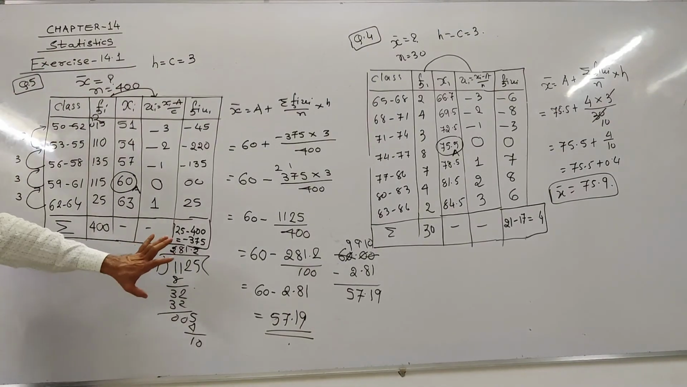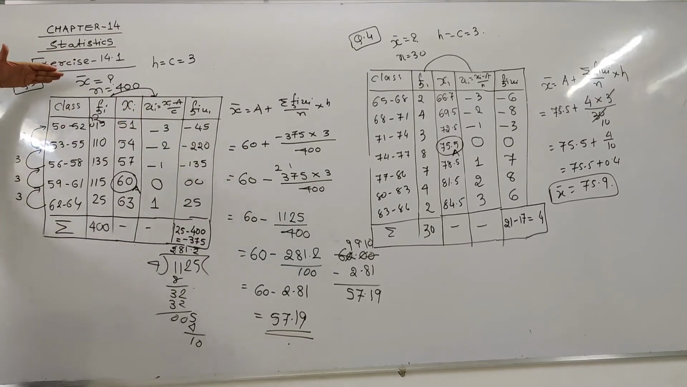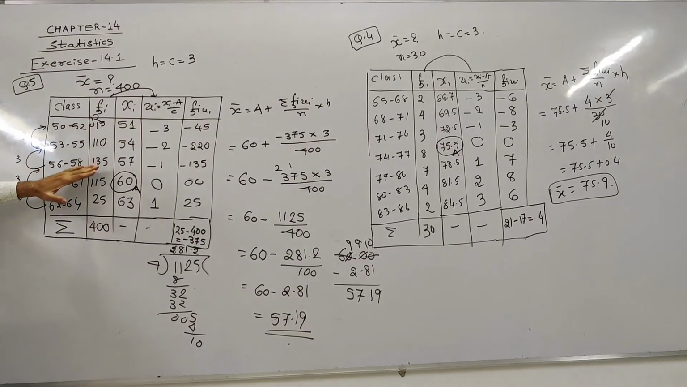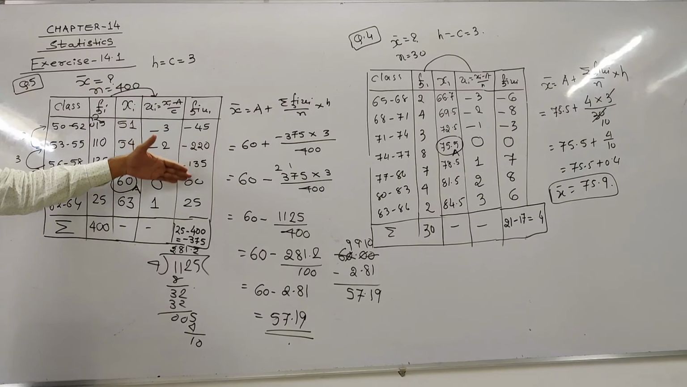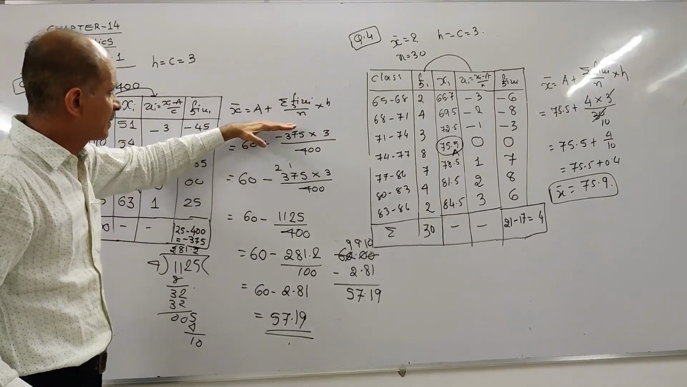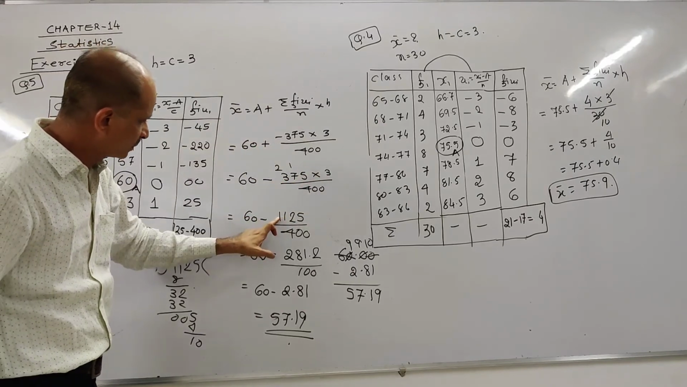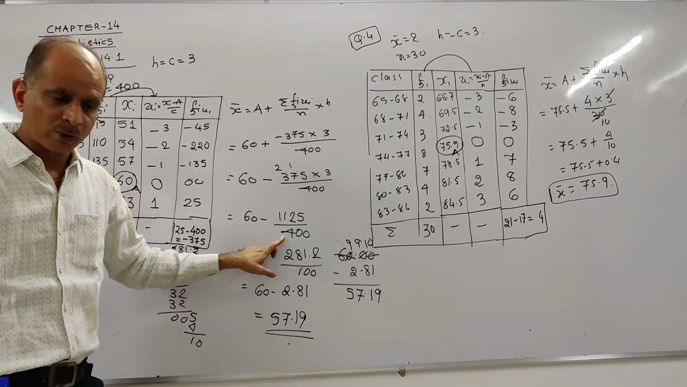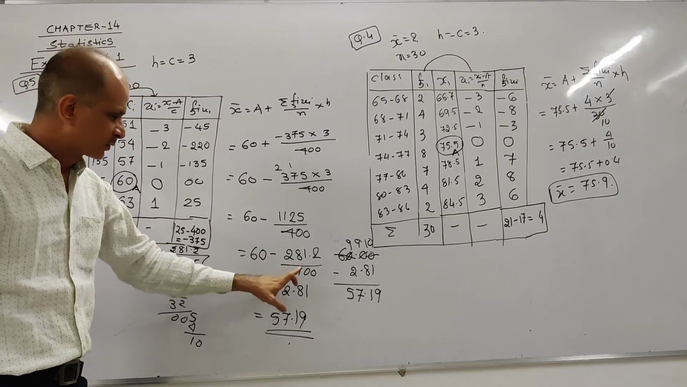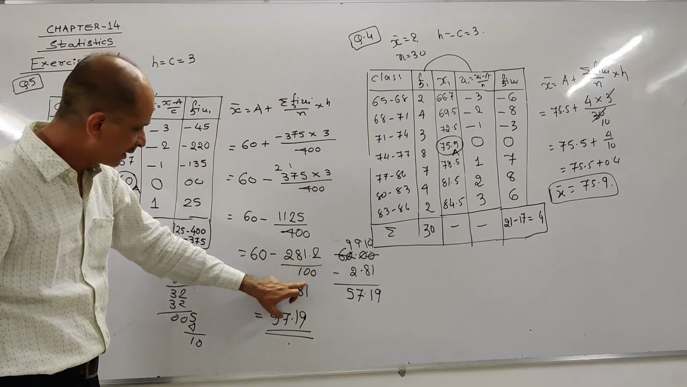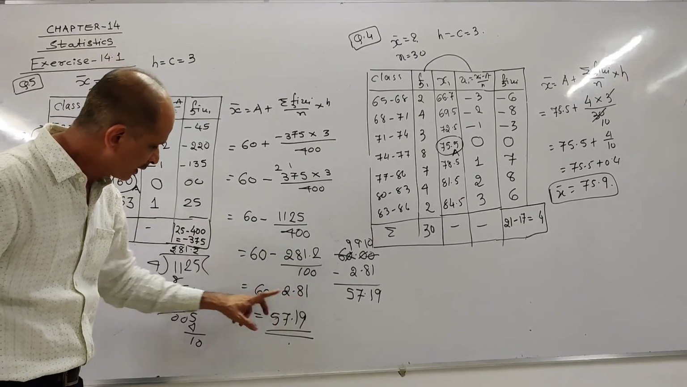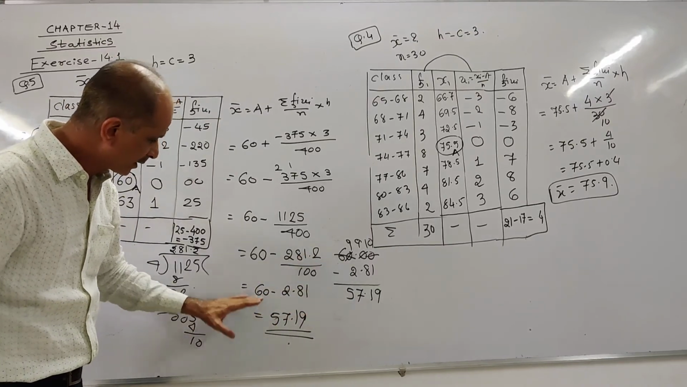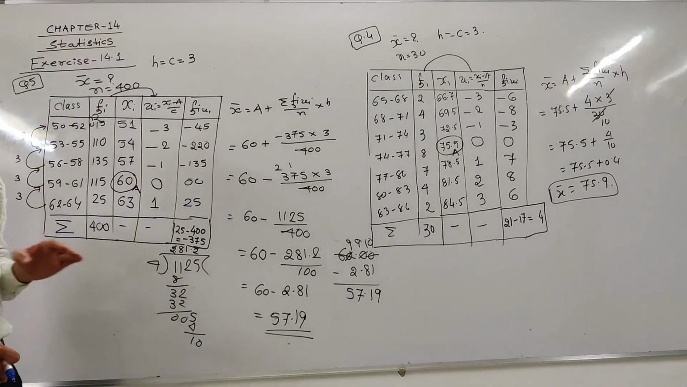Well, here some division and multiplication is complicated. Otherwise, for x bar you have to find out the value of n by adding the frequencies. Find ui, assume a as 60, sigma fi ui is minus 375. Write down the formula by the step deviation method, put the values, first multiply these two, then divide by 400. It is very difficult to divide by 400, so divide by 4 and then divide by 100. When you divide 281.2 by 100, you just shift the decimal point two places to get 2.81. When you subtract 2.81 from 60, you get 57.19. So this is the mean of your data.